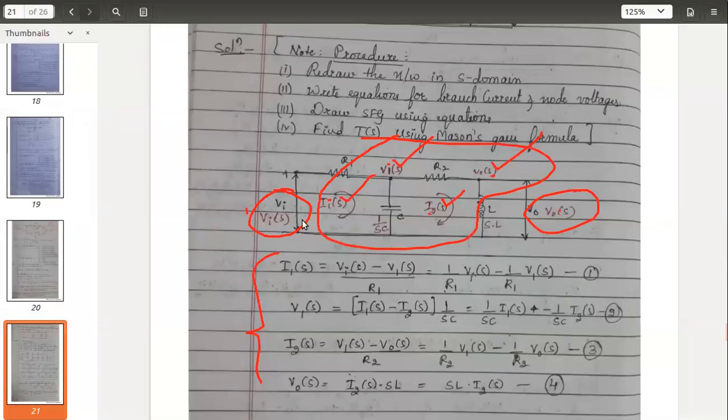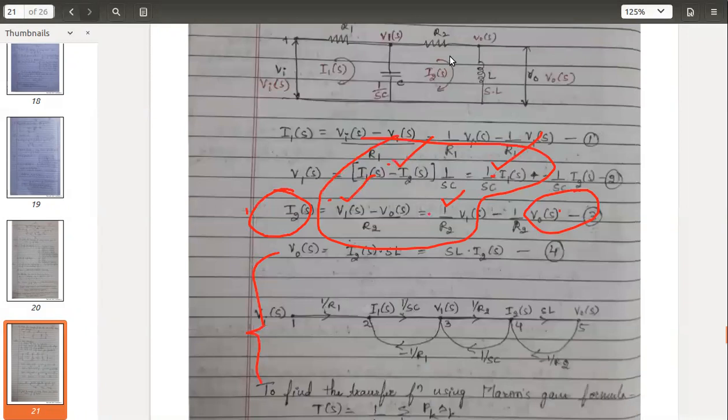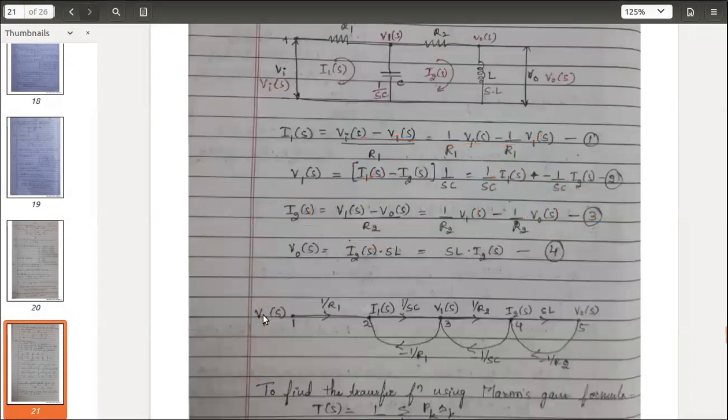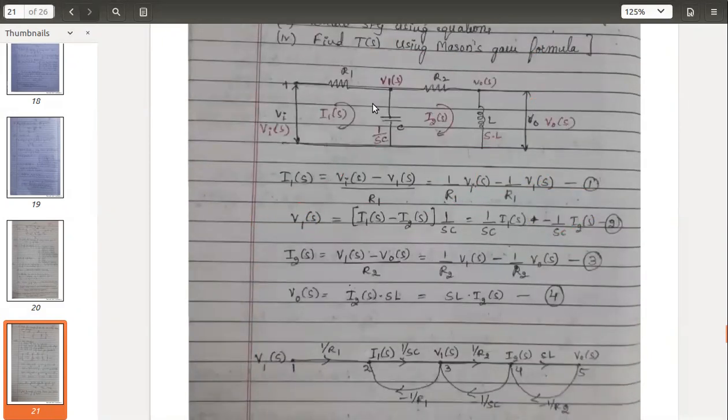So totally these many nodes I have to identify. See, I have identified here Vi and V0, input and output. Along with that, I1, I2, V1, V0. V0 is the same, right? So no need to take it one more time. The output is nothing but this V0, so no need to take it 2 times, take it only once.